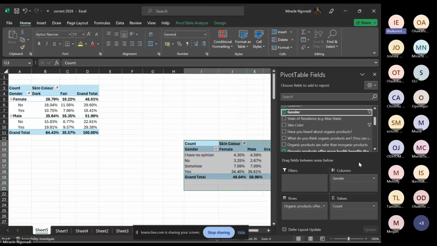So I've done it. Go ahead, please. From my end here, 34% of females said yes, while 36.61% of males said yes as well. That's how it's distributed, and that is over 70% of the whole population. So we can easily conclude that yes, most people believe that organic products offer more health benefits. I think this will help us have a better understanding of how we are going to shape the analysis.